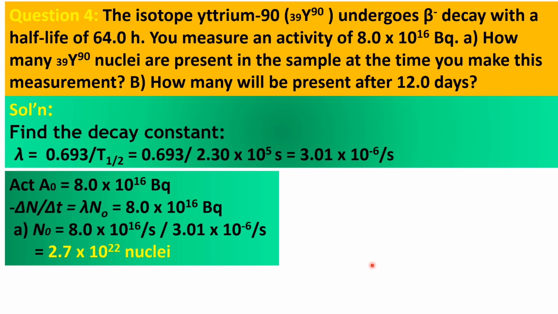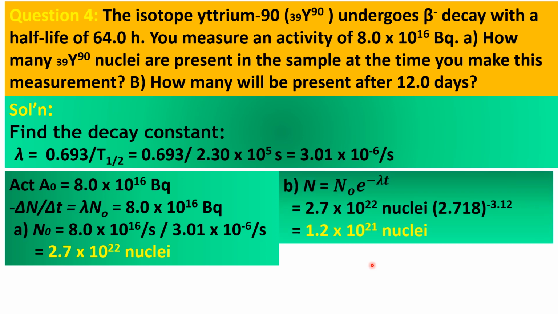And then, for question letter B, how many will be present after 12 days? So we just use the formula to find the number of nuclei remaining after 12 days. Alright, so using the formula n is equal to n naught multiplied by Euler's number raised to the negative lambda t power. Substituting for n naught, the one we got earlier, 2.7 times 10 to the 22 nuclei multiplied by 2.718 raised to negative 3.12. Okay, negative 3.12 is the result of multiplying the lambda and the time t. So what we got is a unitless number as the power for the Euler's number, negative 3.12.